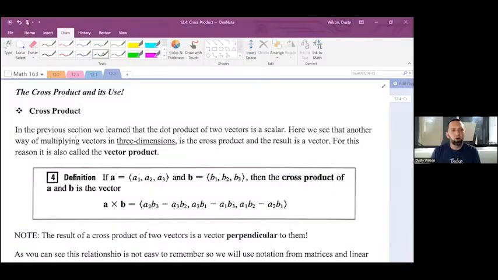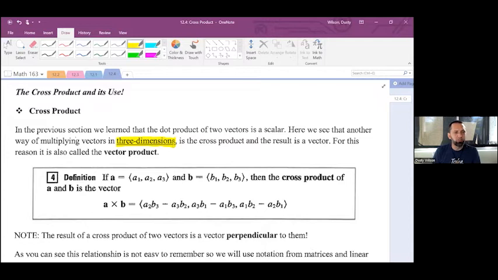Today, we are going to talk about the cross product and its uses. In the previous section, we learned that the dot product of two vectors is a scalar. Here, we see another way of multiplying vectors in 3 dimensions, and let me underline that, this only works in 3 dimensions. It is the cross product, and the result is a vector. For this reason, it is also called the vector product.